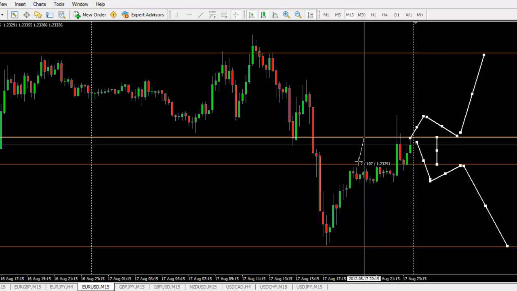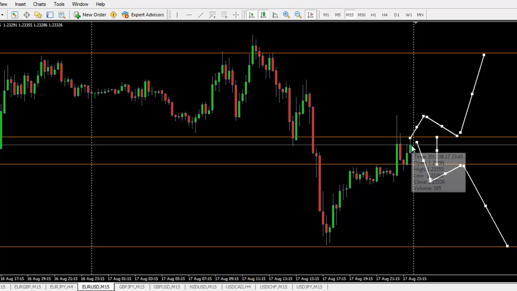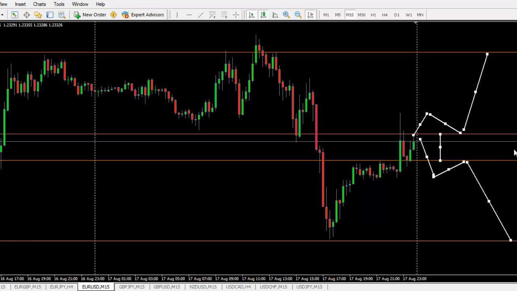Okay, and we're in a range of about 10 pips. So we're either going to see a lot of sideways action, a very choppy market in here, or we're going to see a breakout.